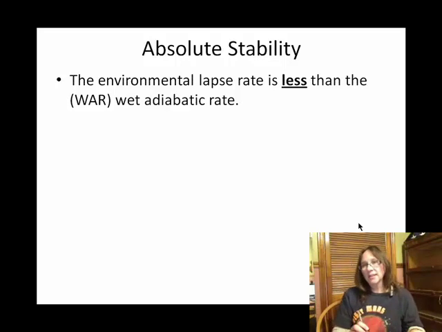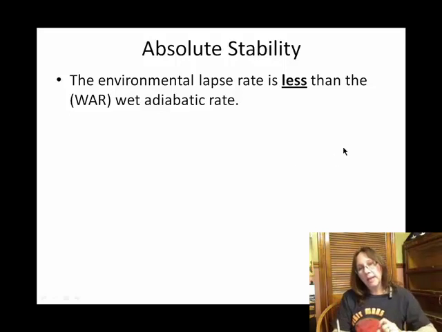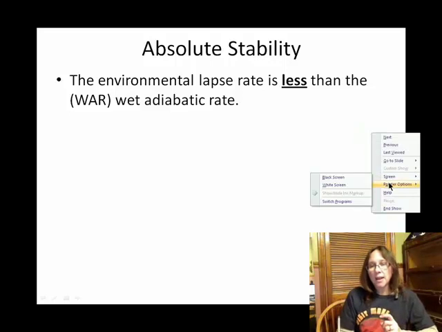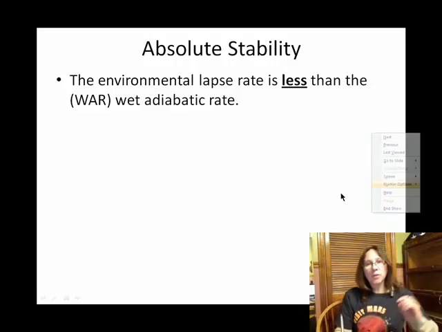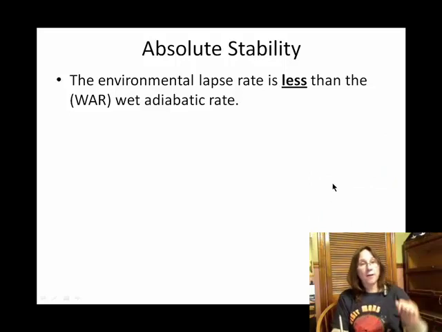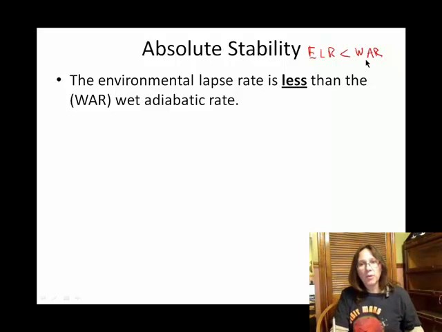In each one of these cases, whether the atmosphere is stable, unstable, or conditionally stable, it has to do with the environmental lapse rate. And you're going to see a figure here to remind you what the environmental lapse rate is. The environmental lapse rate is basically when you send up a weather balloon and you get what we call a vertical temperature profile. So if the environmental lapse rate, you send up a weather balloon, and if it is less than the wet adiabatic rate, now I'm going to have to kind of talk about what the wet adiabatic rate is.